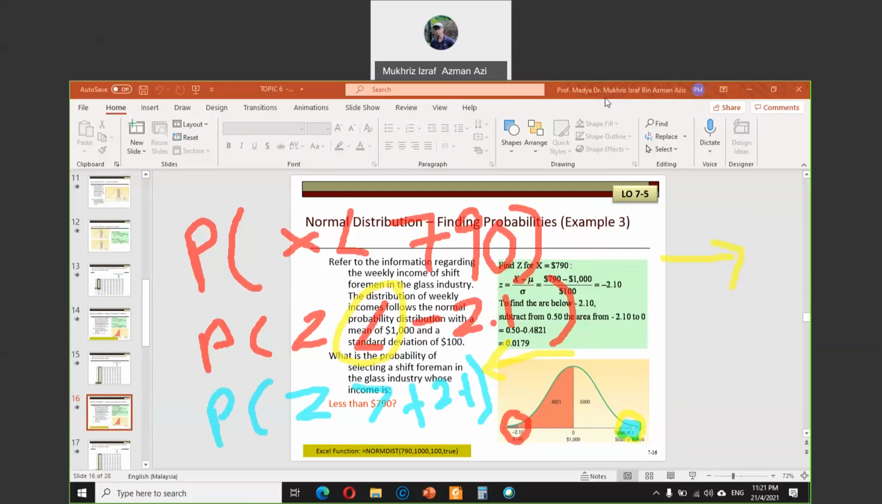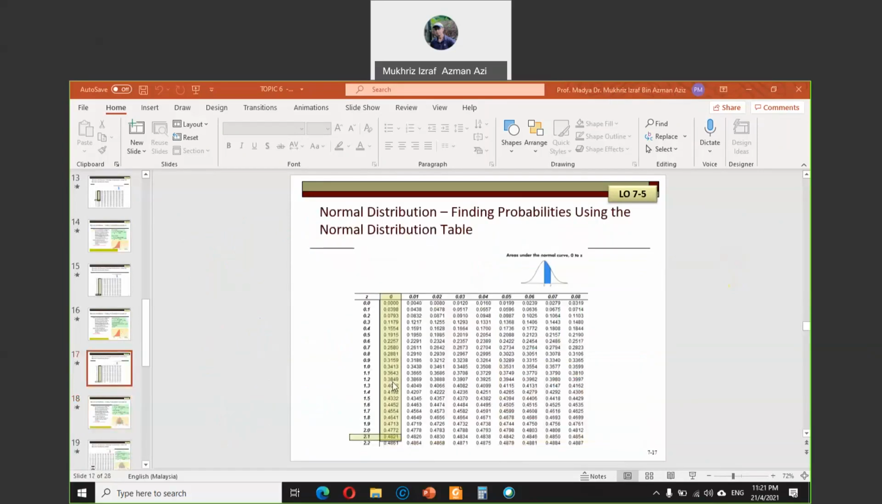Okay, that's what we also saw last Monday. So for 2.1, you get 0.4821, which is the blue area here, 0.4821 from 0 to Z. So you want the remaining area on the right, so you need to subtract it from 0.5.